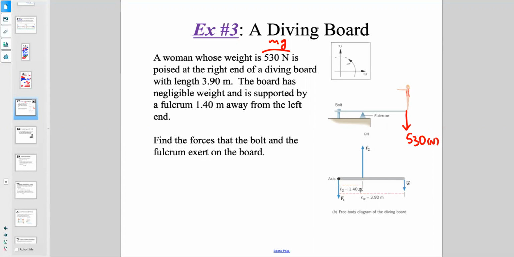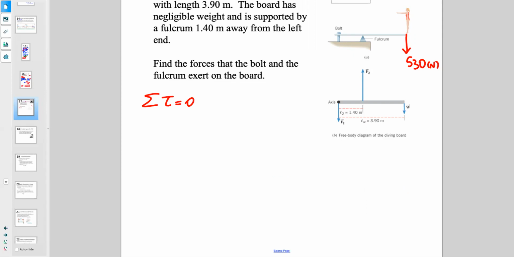We don't know what they are, but we know if this is at equilibrium, then all the torques should cancel out. And we are free to choose the axis of rotation to our benefit, because we can choose it to make the problem easier to solve. So first, I'm going to choose the axis of rotation right there. Then the total torque, torque 1 plus torque 2, is 0.